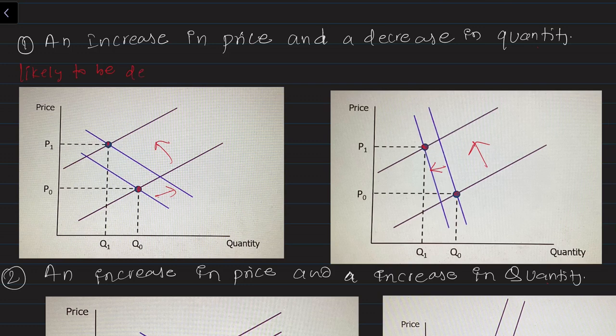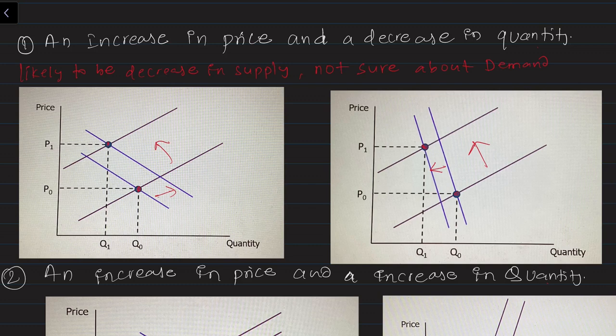Okay, likely to be a decrease in supply, but we're not sure about the demand. Not sure about demand because there are different shifts in both of these graphs, but the supply curve has shifted to the left in both of these graphs. Okay, so due to the different steepness in both of these graphs, we have achieved the same situation, that is an increase in price and a decrease in quantity, and that's why we cannot say anything about the demand.